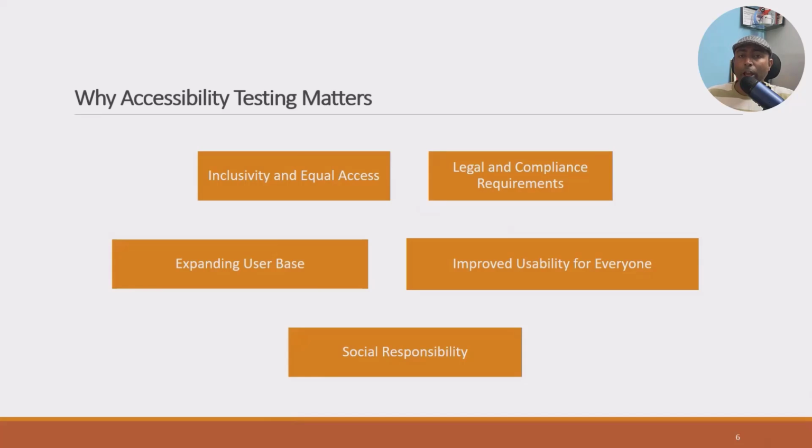Improved usability for everyone. Even though people are not disabled, they are using the Google voice talk feature for searching any product, even for contact details. It's not limited to websites. Accessibility is available on our mobile devices as well, with each and every application.